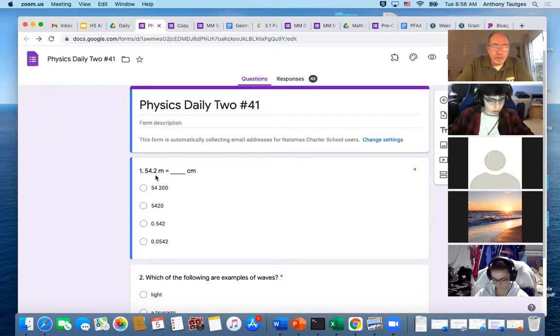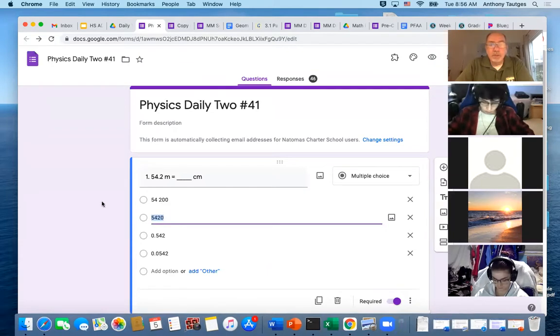And we're going to move the decimal point from meters to centimeters is 2 places, 2 places to the right. And so the correct response is 5,420.